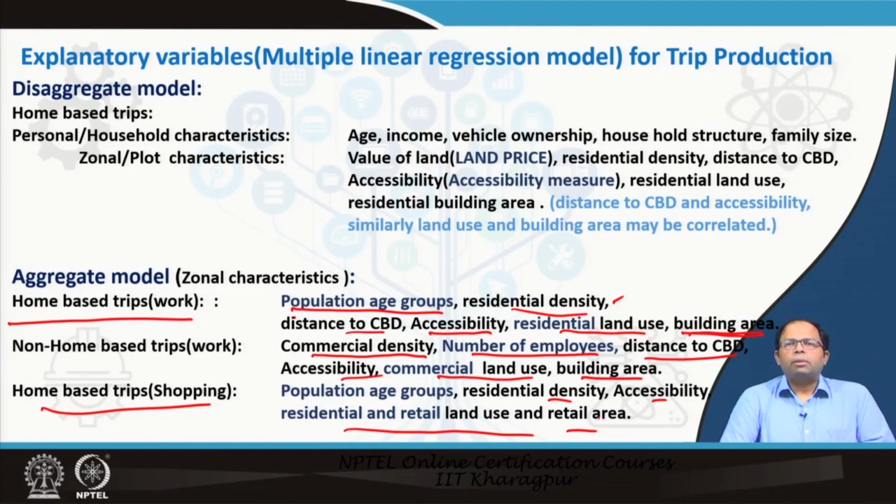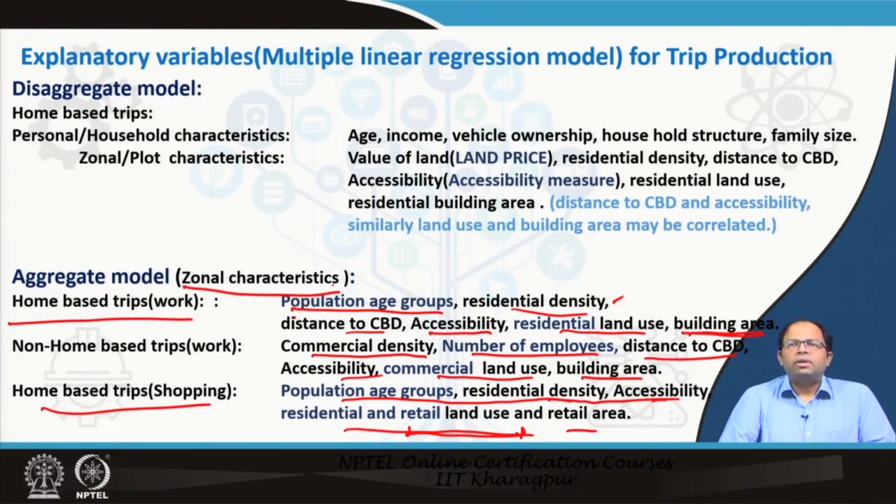Now, even though it is home based shopping trips, people may choose to travel both near and far for shopping. So, we have taken both the population or the zonal characteristics as well as residential land use as well as retail land use. So, many people may be willing to shop in the local area as well. So, retail land use in that particular zone is also considered while making a regression model. So, these are the different likely parameters which could be included while developing a regression model for number of trips generated from a particular zone. So, this is based on zonal characteristics.